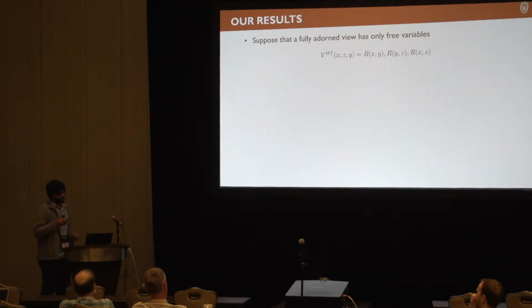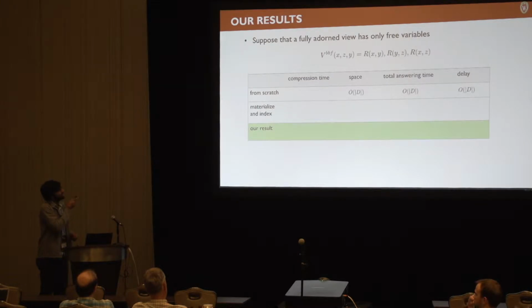To give you a brief glimpse of what our results look like, here we have our mutual friend query. We have already seen that if we evaluate all of the queries from scratch, we require linear space, which is the space required to store the input. But in the worst case, you require linear delay to answer any possible instantiation of this query.